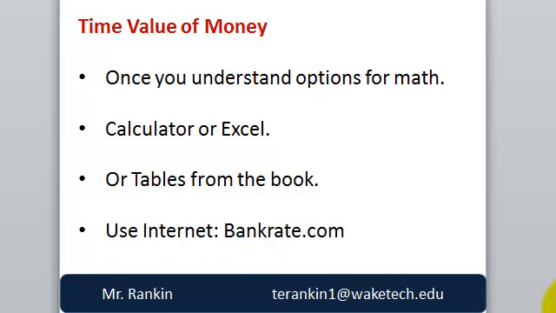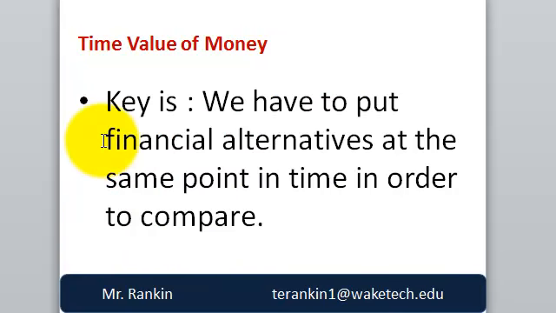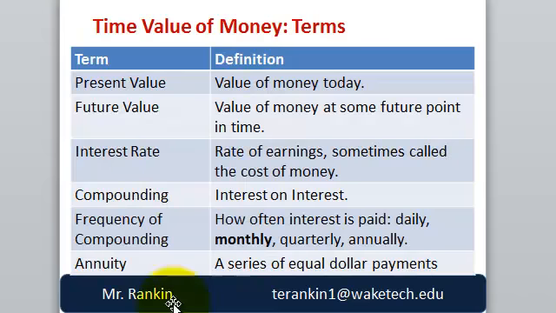Once you understand this, there are many options to calculate this stuff. You can use a calculator, you can use Excel, you can use the tables in the back of the book. My favorite way, and I majored in math so I understand this stuff, is to use a lot of the internet. Bankrate.com, dinkytown.com have some excellent tools. But the key to remember is we have to put financial alternatives at the same point in time, either in the future value or in the present value, in order to compare the values.